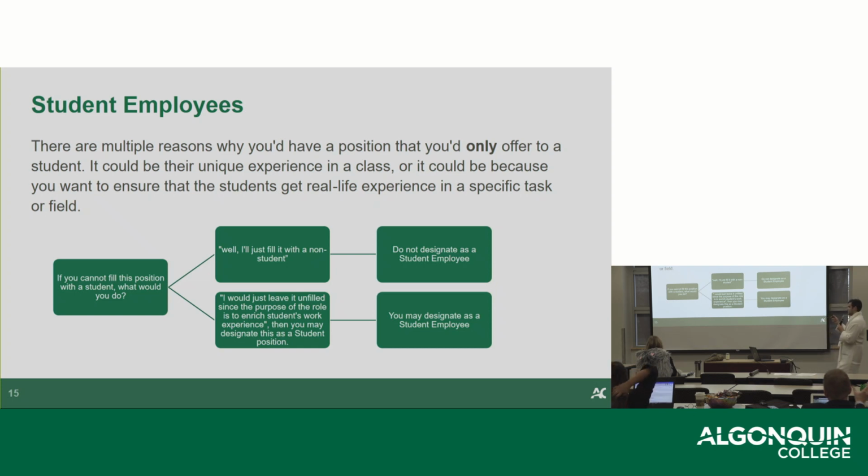So again, back to the question, if you can't fill this position with a student, what are you going to do? If your response is, I would just leave it unfilled since the whole purpose of the role is to enrich students' work experience, then you can designate it as a student. Common examples here, I think, are tutor positions, where they hire specifically students because they have experience in a specific class and they can be tutors to other students who are taking that class. I mean, that's a position only a current student can fill.